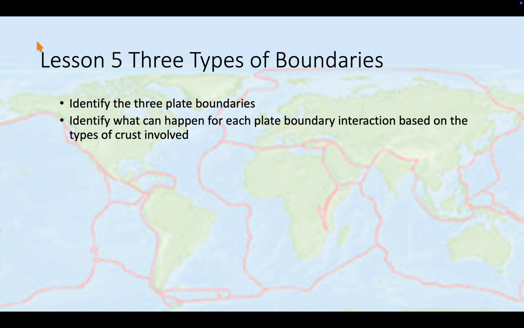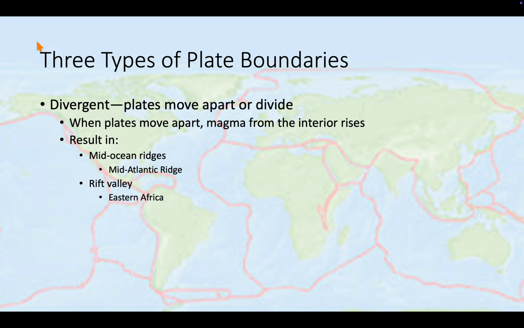Last lesson, lesson 5, the 3 types of boundaries. So you should be able to identify the 3 types of boundaries and identify what can happen for each plate boundary based on the types of crust involved. And we will do some drawing notes with this part of the unit so you get a better idea of what's actually happening in the process.